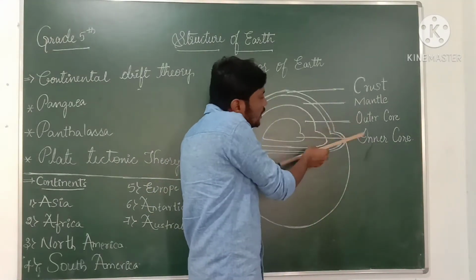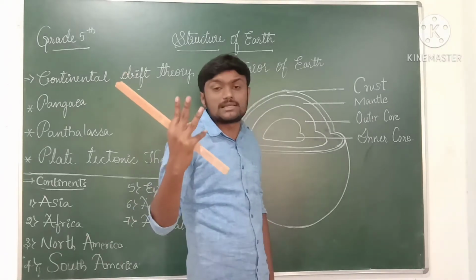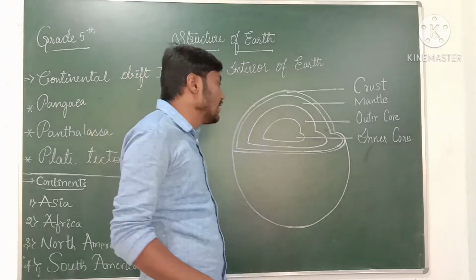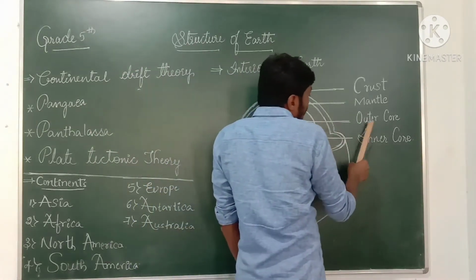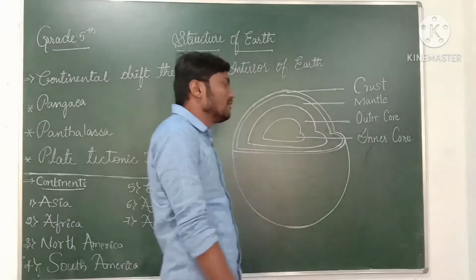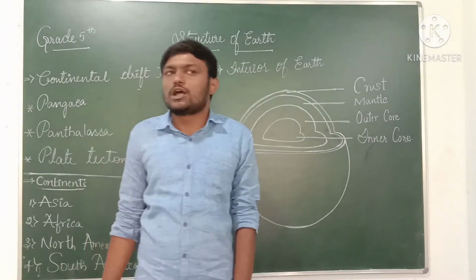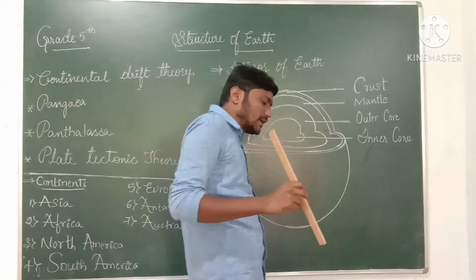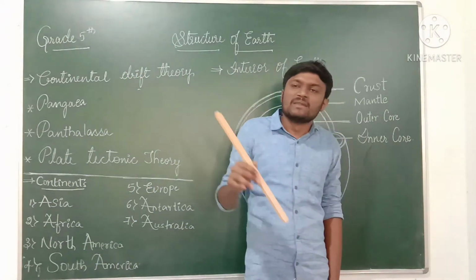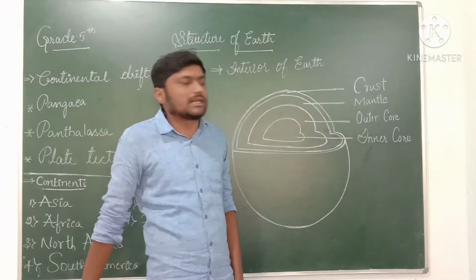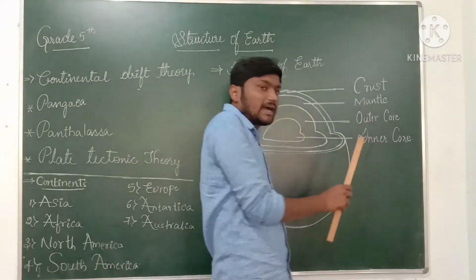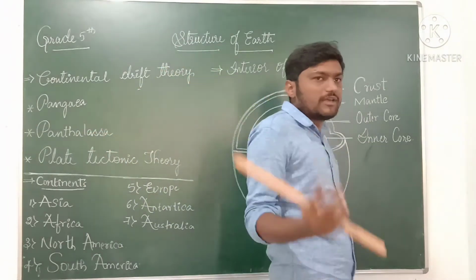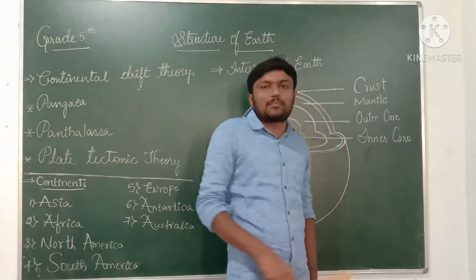And next, the core. The 3 major parts of earth are crust, mantle and core. Then we divide the core into 2 parts, the outer core and the inner core. In the outer core and inner core also we see nickel and iron. The most important minerals found in the very deep position of the earth are nickel and iron. These are the basic, very important minerals which we find in the interior part of the earth.